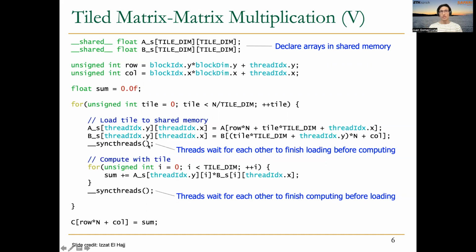We need to synchronize in order to make sure that all threads, all warps of the thread block, are done with loading the tile into the shared memory, and then we compute with the tile. As you can see here, multiply and accumulate operations. Before we go to the next iteration, before we go to the next pair of tiles, we have to synchronize again to make sure that all threads and all warps in the thread block are done with the computation using the tile.